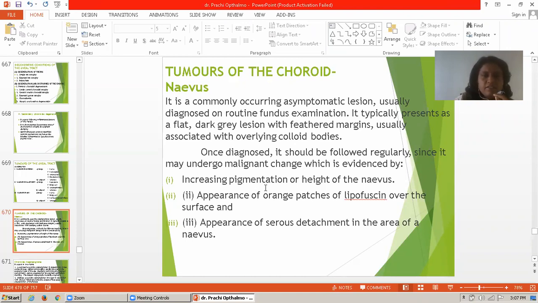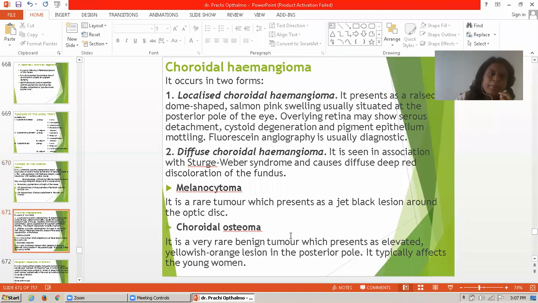increasing pigmentation or the height of the nevus. Then second is the appearance of orange patches of lipofuscin over the surface. And third, that is appearance of serous detachment in the area of the nevus. Then second benign tumor is the choroidal hemangioma.